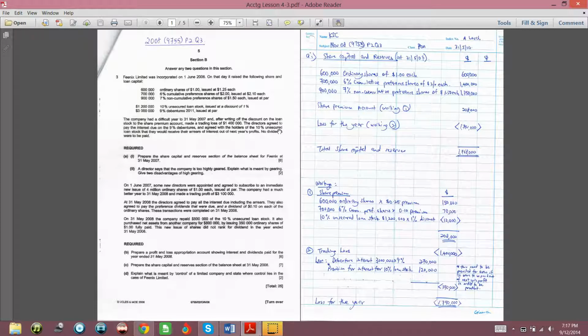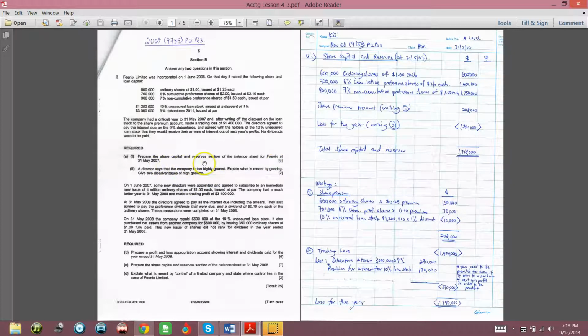In reality, it does not happen, because the bank won't be so stupid to give you an unsecured loan on your property. But okay, in this case, the question says that the directors agreed to pay interest on the 9% debentures and agreed with the holders of the 10% unsecured loan stock. So the loan stockholders lent the money to the company, and the loan is not secured, and they would receive their arrears on interest out of next year's profit. No dividend were to be paid. Okay, a question like this sounds a bit confusing. That's why you should make it more clear by writing your assumptions, clarify it.